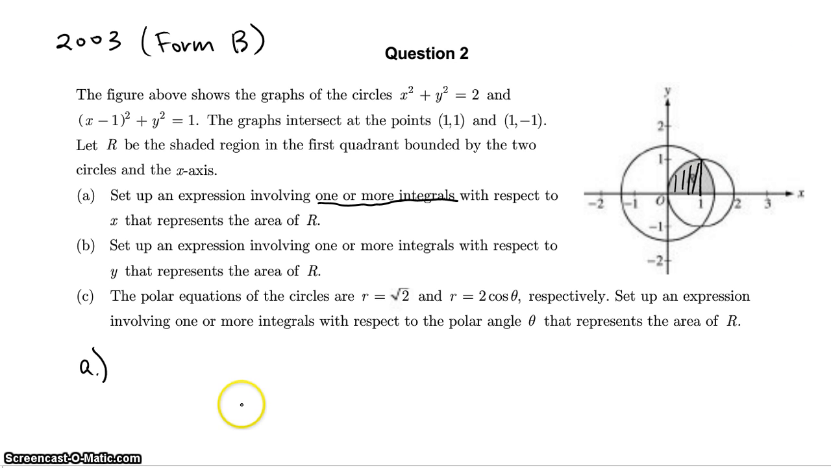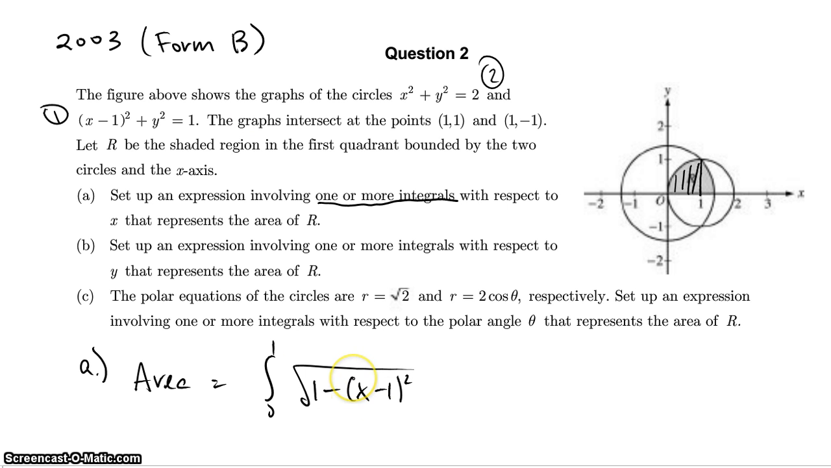We can write the integral as, we know it's from 0 to 1. So let's put it in there. If we arrange the smaller circle, which is this one, call it circle 1, and this is circle 2, we isolate y, so we have the square root of 1 minus (x minus 1) squared, dx.